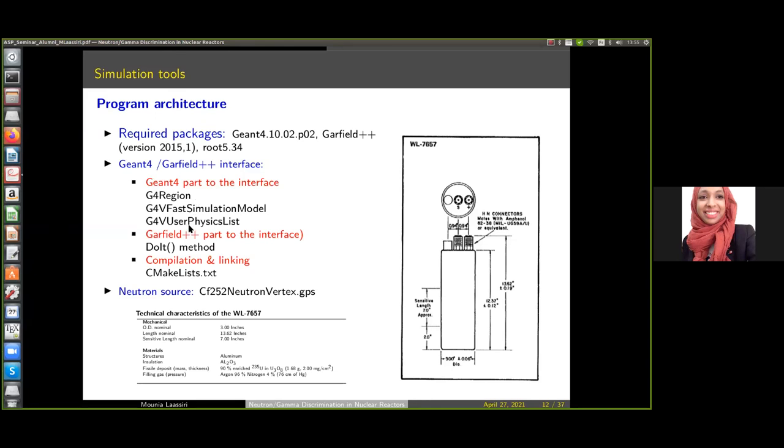In the physics list of the program, the G4FastSimulationManagerProcess has to be created. This G4FastSimulationManagerProcess is the physics process of the parameterization, and it serves as an interface between Geant4 tracking and the user parameterization. And also now the Geant4 part is ready, and the Garfield++ part is contained in the DoIt method of the Garfield model. And finally, to compile and link between these two toolkits, the CMakeLists has to be modified by adding the Garfield++ libraries. Of course, to do that, we need first to know the technical characteristics of our chamber, which are given in the table on the right. And the neutron gamma radiation source used in our simulation study was californium 252.